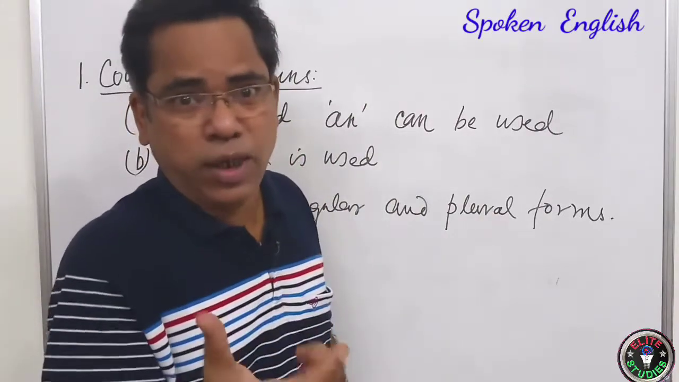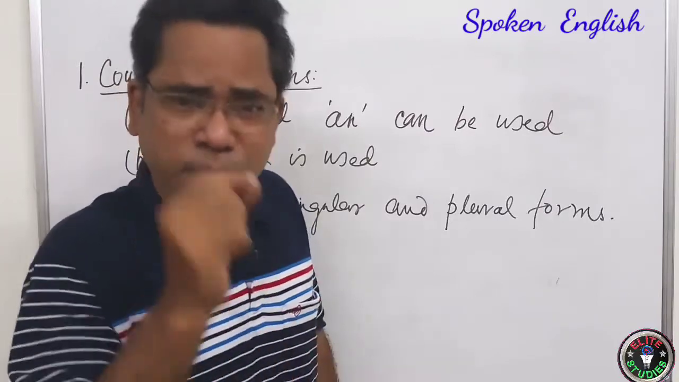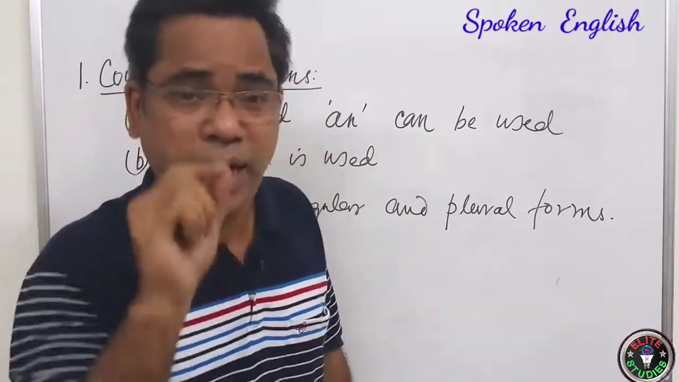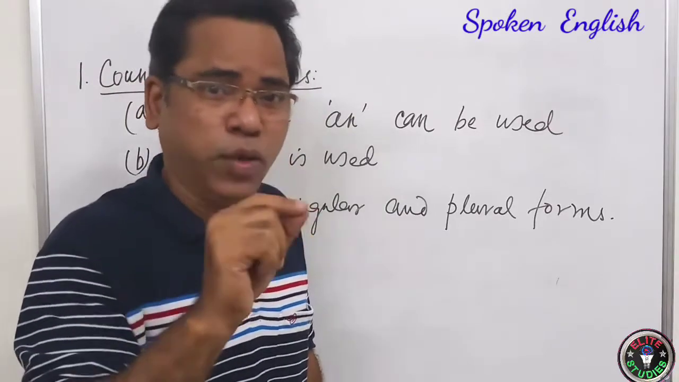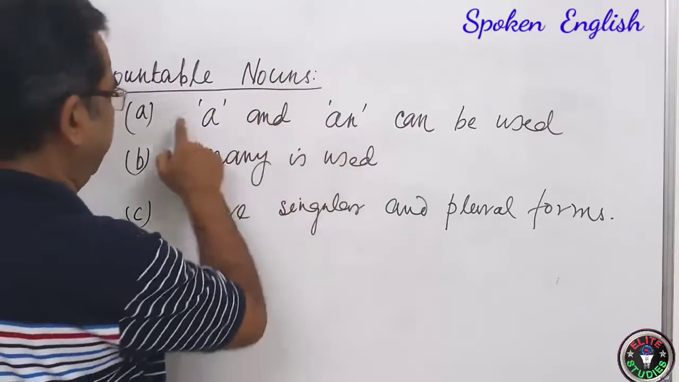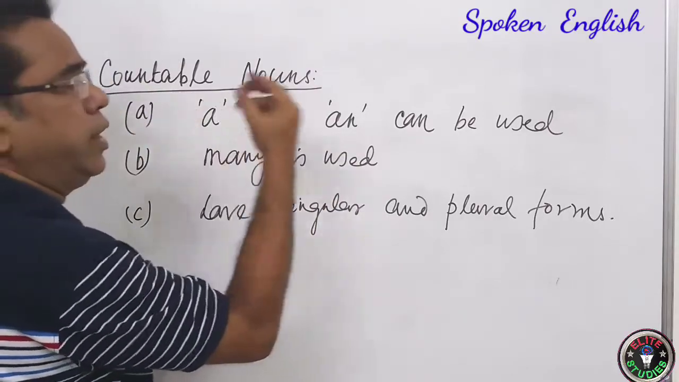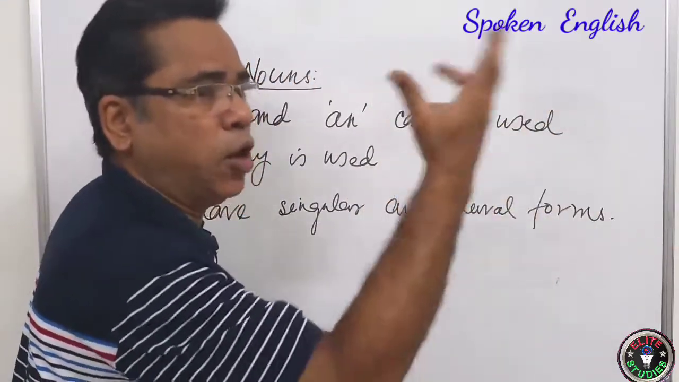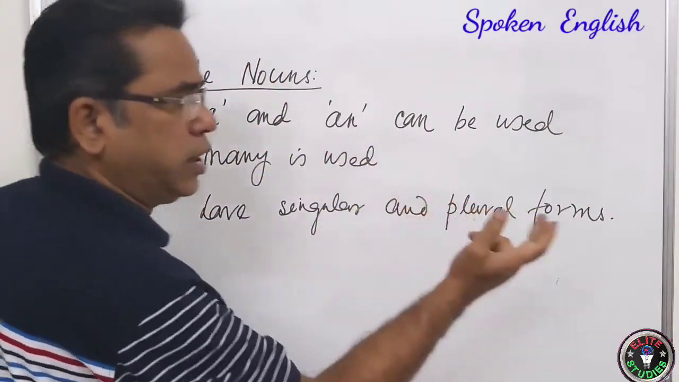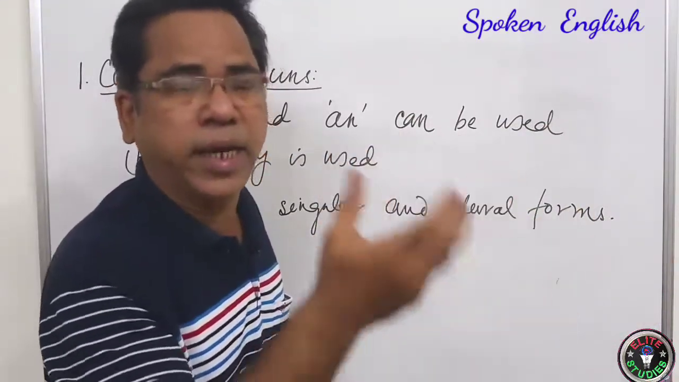But you cannot say a water. You cannot say a time. Sometimes you can use some: there are some boys, some sugar. Some sugar is okay, but you cannot say a sugar. You cannot count sugar. But with countable nouns, a and an work: a ball, a pen, a book, a doctor, a teacher. And an is used in the case of a vowel: an orange, an elephant.